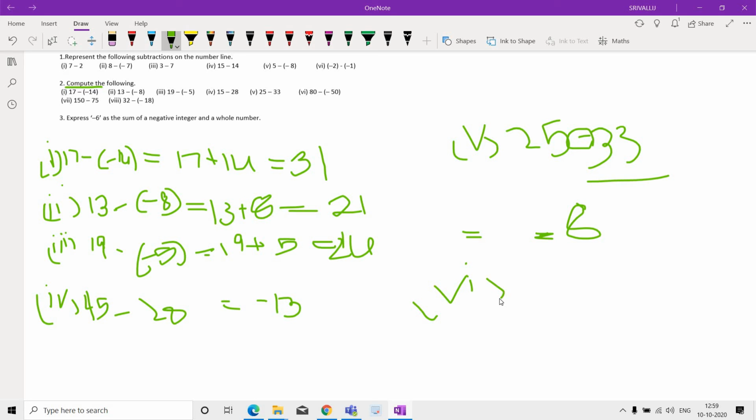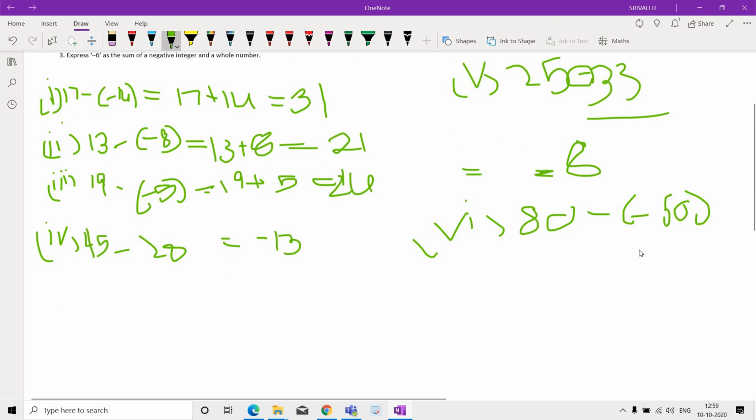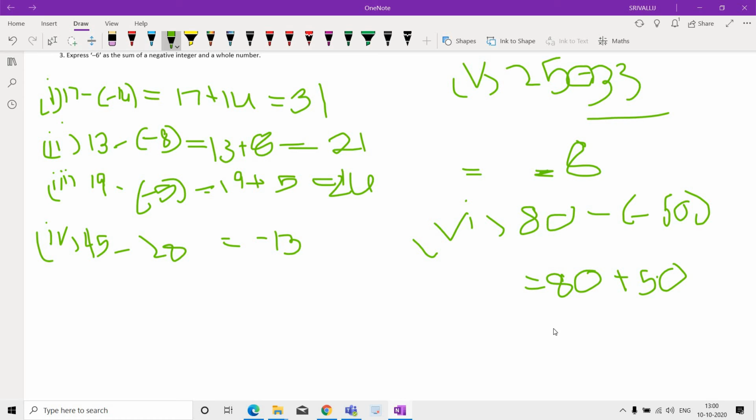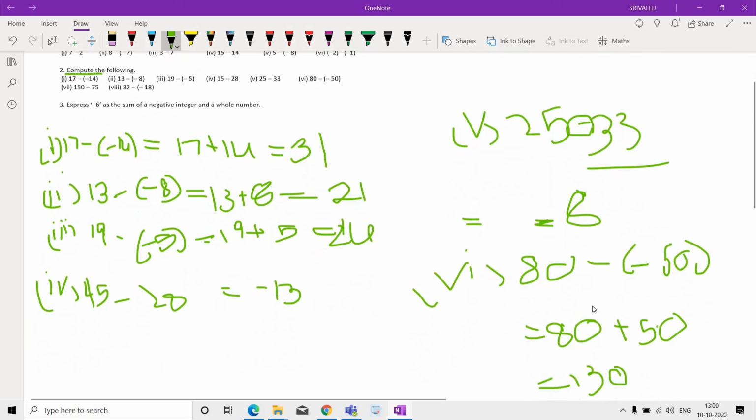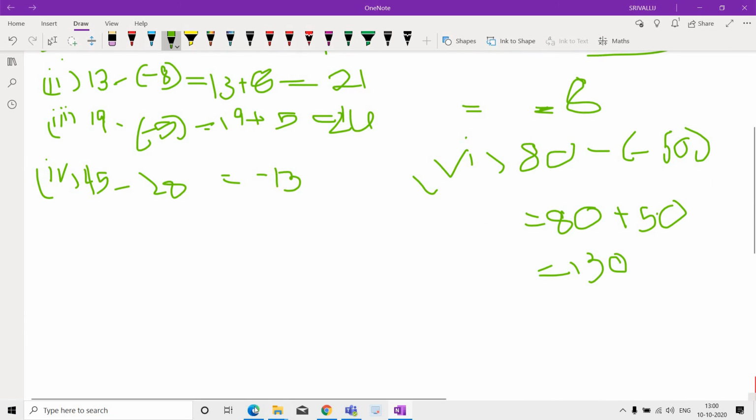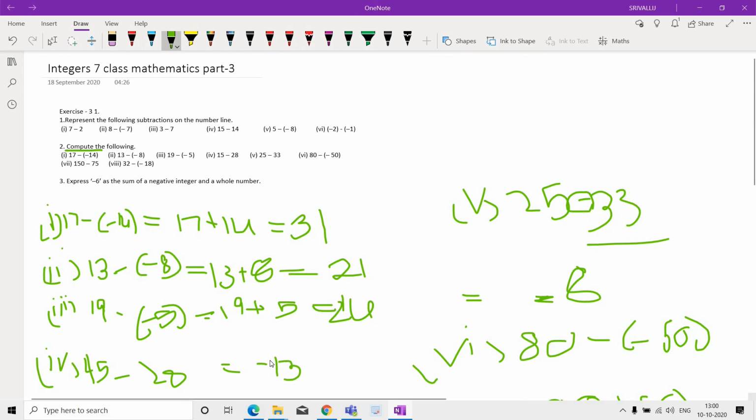Sixth one, 80 minus minus 50. Minus into minus plus. So 80 plus 50. 8 plus 5 we know that 8 plus 5 is 13. So here 0 there. I am adding 0 here. 130. 80 plus 50, 130. And we completed till now 6 problems.